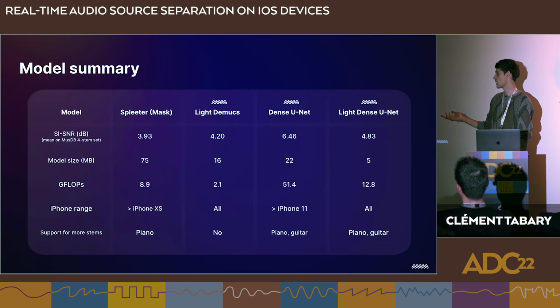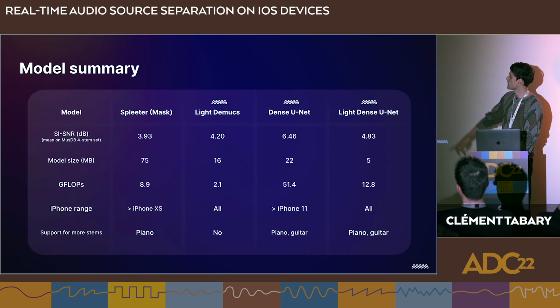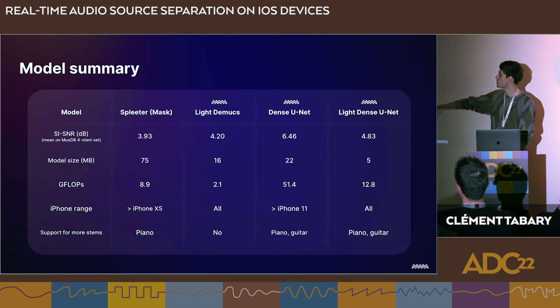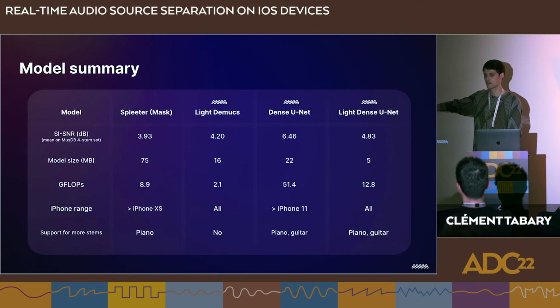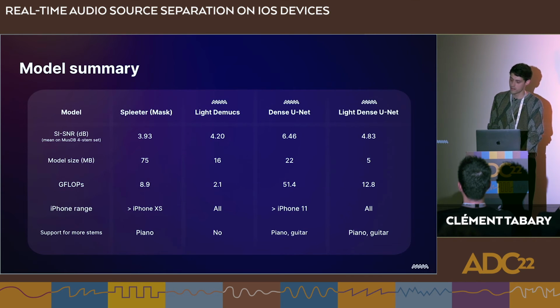And because it's in-house, you have access to new stems, for example, piano and guitar that were not accessible, for example, for Gmux, and you get only piano with splitter. So in the end, we had two versions of the same architecture, one that runs for all iPhones and one that takes the most advantage of the A&E. And the source separation is now better than the things you can get online.